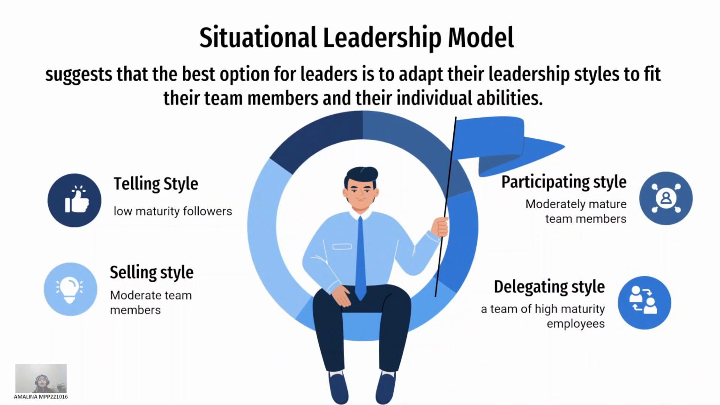Number two, under contingency leadership umbrella is situational leadership model. Situational leadership model suggests that the best option for leaders is to adapt their leadership style to fit their team members and their individual abilities. There are four different leadership styles paired with four levels of team members' performance readiness or maturity. In chronological order, the leadership styles rank from least ready to most ready.